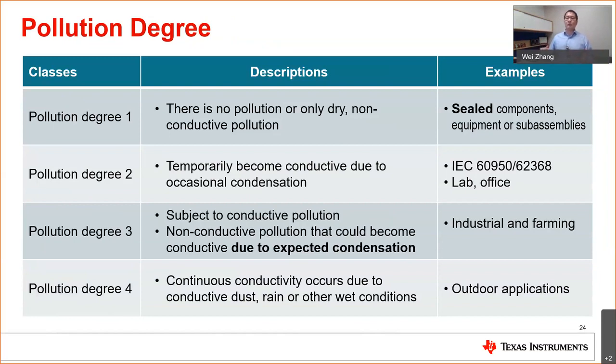You're going to see some occasional condensation, but it's very rare. Pollution degree 3 is pretty much industrial and farming, non-conductive pollution, but could become conductive due to expected condensation. Pollution degree 4 is pretty much outdoor applications. So you can see why the server, telecom, and also automotive pretty much apply to pollution degree 2. And that is a very dominant thing. For some occasional cases, industrial is working at pollution degree 3. For solar or some other applications, which can be exposed to very severe weather, you're going to apply pollution degree 4 there.